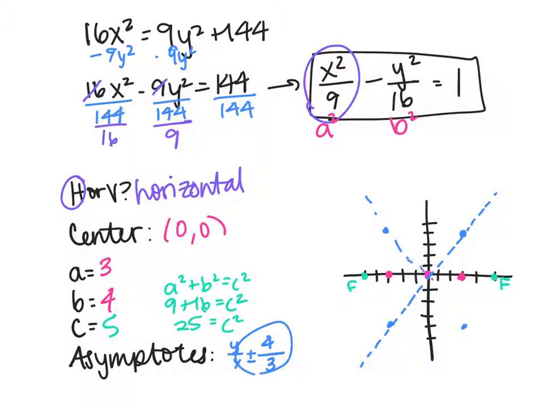There's those asymptotes. Now all we have left is to actually graph the hyperbola. So remember, it goes through the vertex and then hugs the asymptotes on either side. Through the vertex, hugs the asymptotes. And there's your graph.